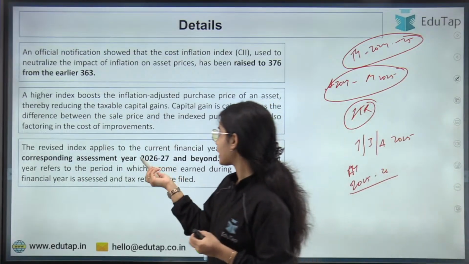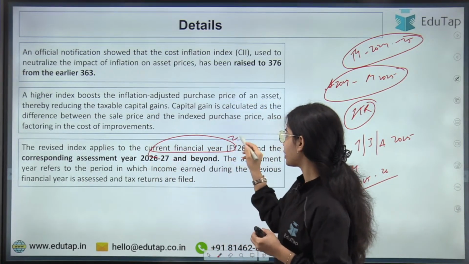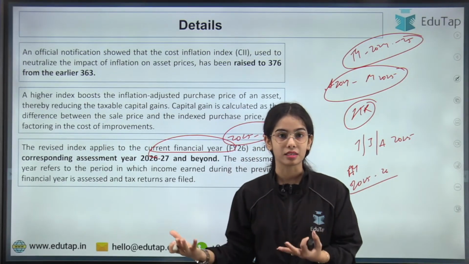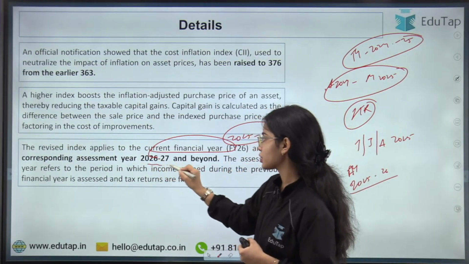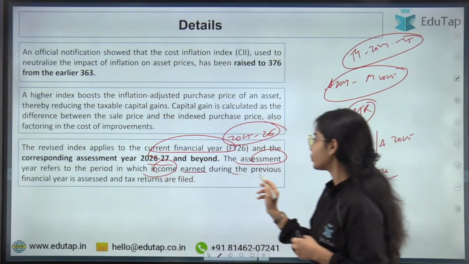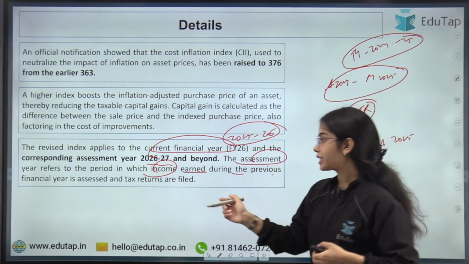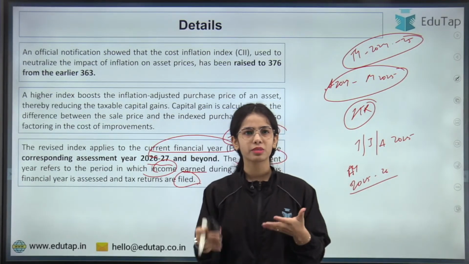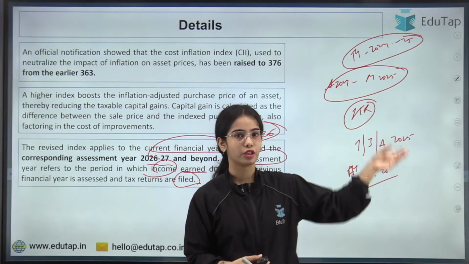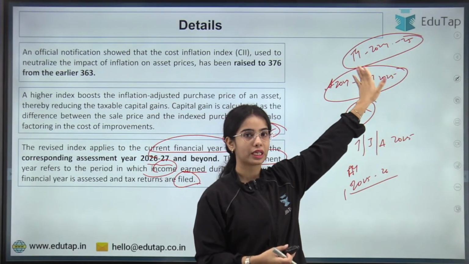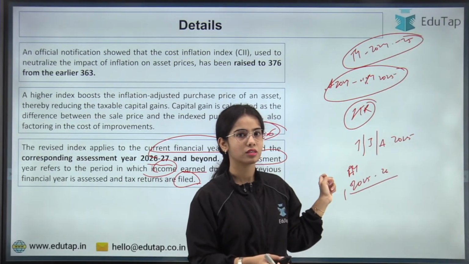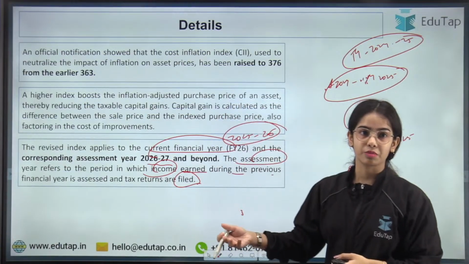So if the current financial year is 2025-26, the assessment year in which you will file your income tax returns will be 2026-27. The assessment year refers to the period in which income earned during the previous financial year is assessed and the tax returns are filed. I hope this much is clear, that tax returns are always filed in the next year, which is known as the assessment year. So if you have earned income, profits or interest in financial year 2024-25, you will be filing the returns in 2025-26. That is the assessment year.